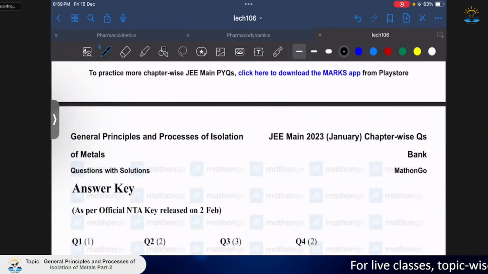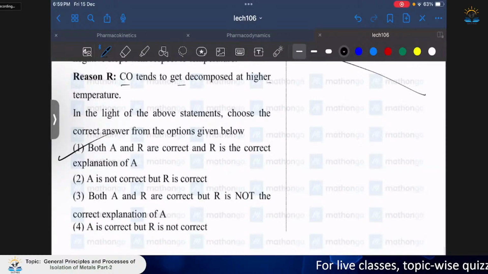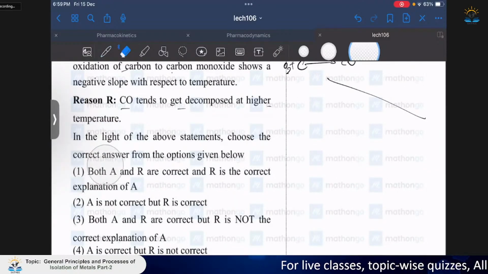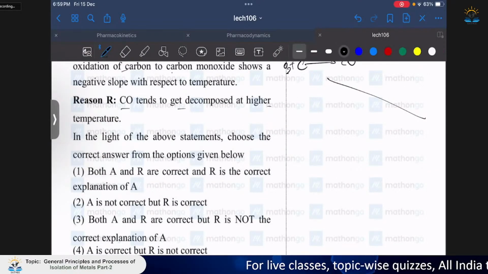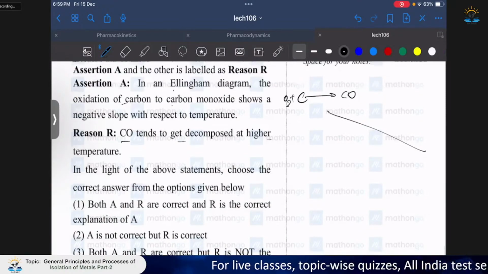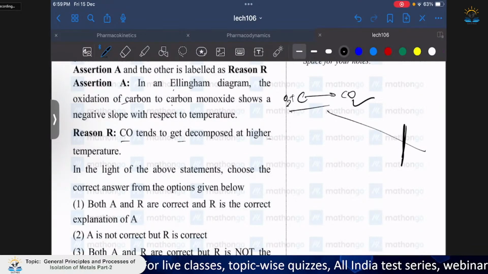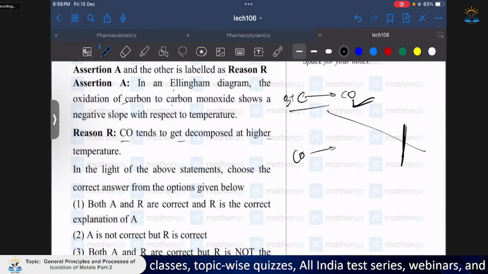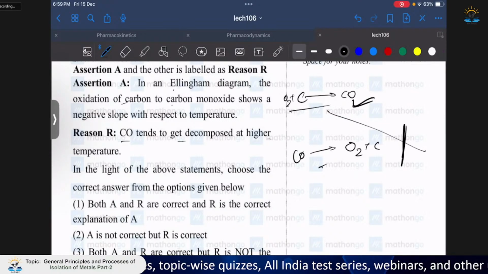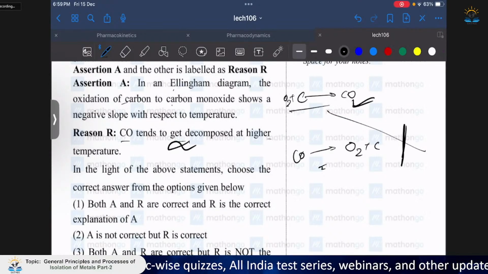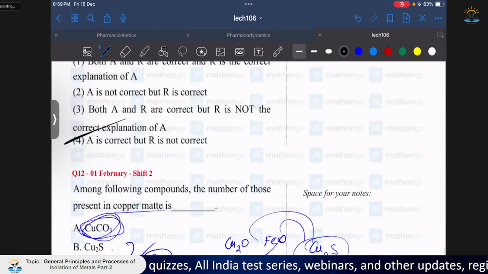Then, okay, 11th. See, carbon monoxide tends to get decomposed at high temperature. So, at higher temperature, this reaction is more favorable rather than this reaction. So, this is a wrong statement. So yeah, A is correct, but R is not correct.